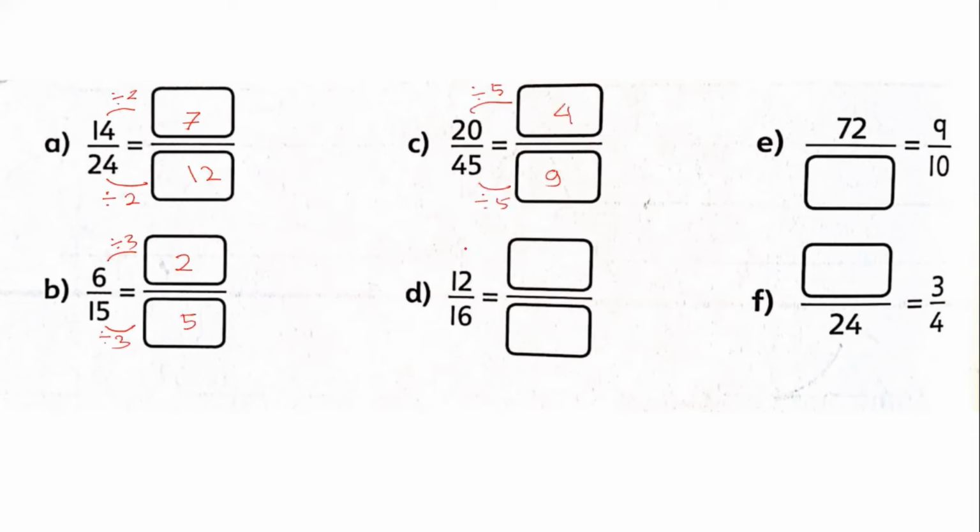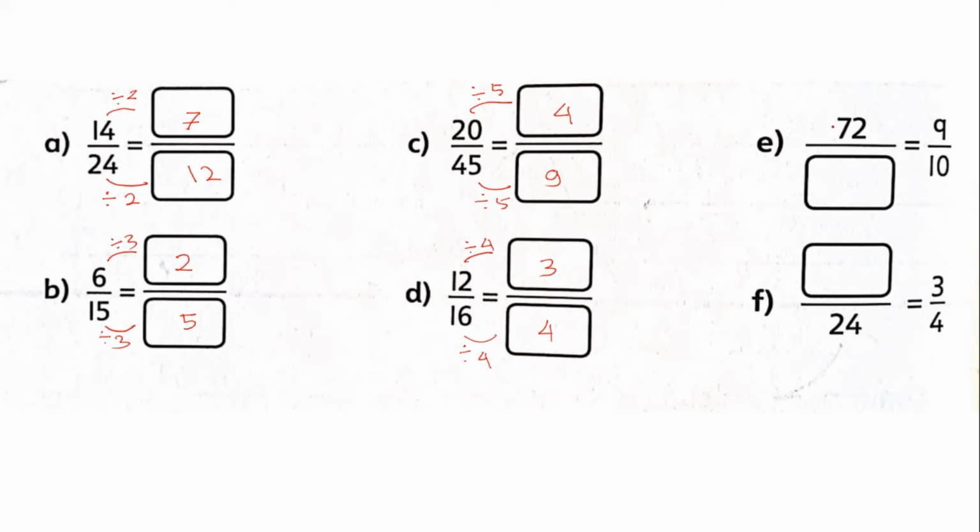And then number D, we can divide both numbers by 4. So we divide it by 4. In here we have 12 divided by 4 is 3, and then 16 divided by 4 is 4. So the fraction that we have is 3 over 4.